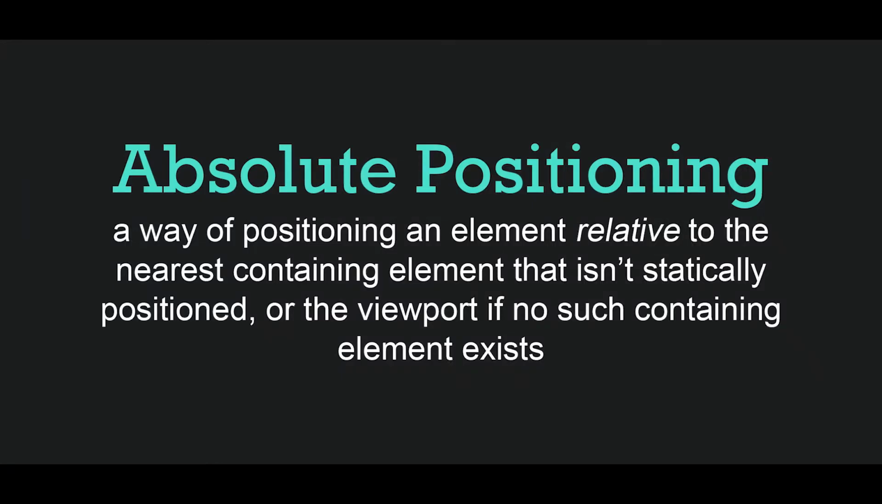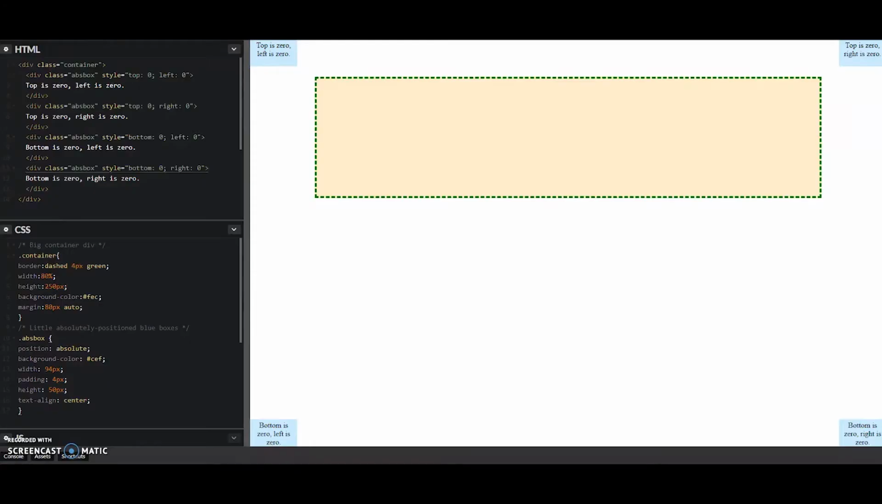The final type of positioning we'll talk about is absolute positioning. Absolute positioning is not quite like any other kind of positioning. An absolutely positioned element is positioned relative to the nearest containing element that isn't statically positioned. Or if there's no such containing element, then it's positioned relative to the viewport. Here's an example. The div with the green dash border is just a normal, statically positioned element. Contained within that div are 4 other divs. Each of those other divs is absolutely positioned to a corner.